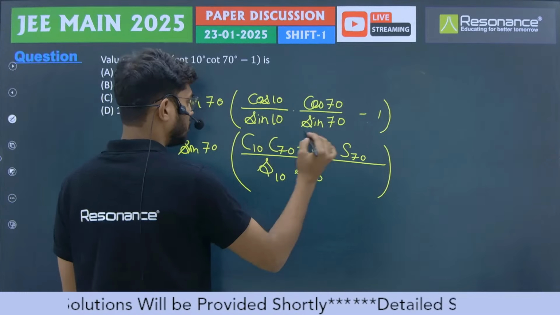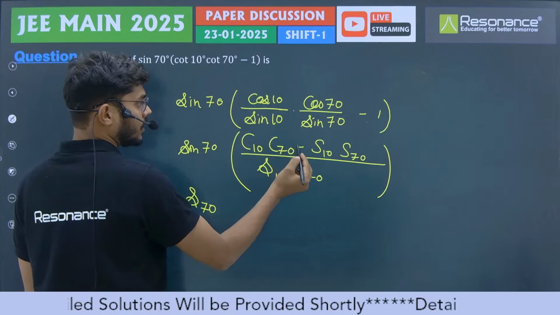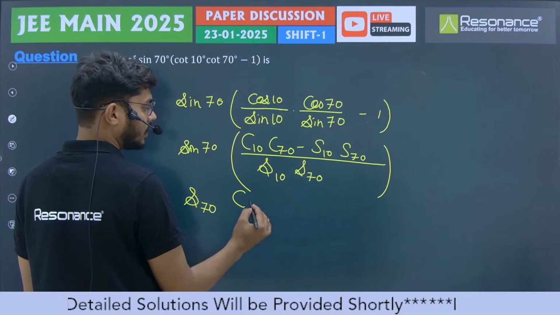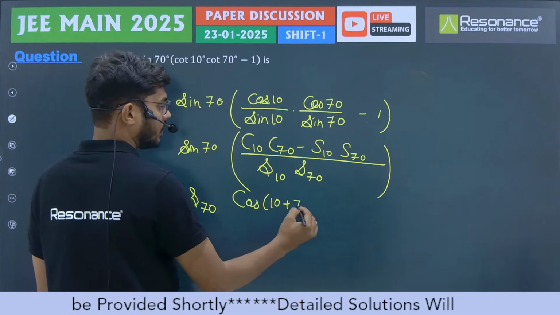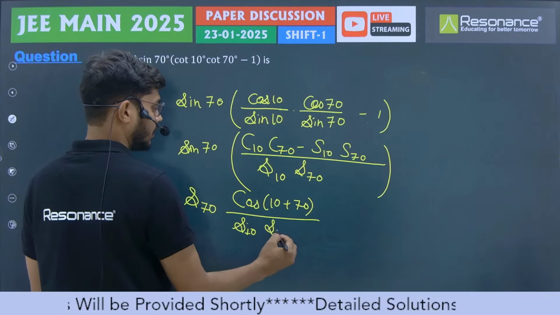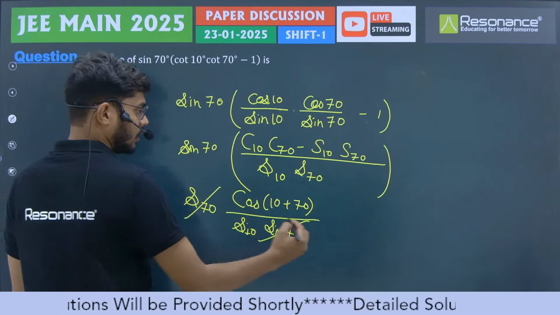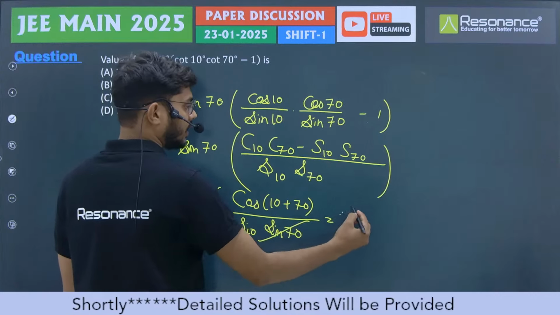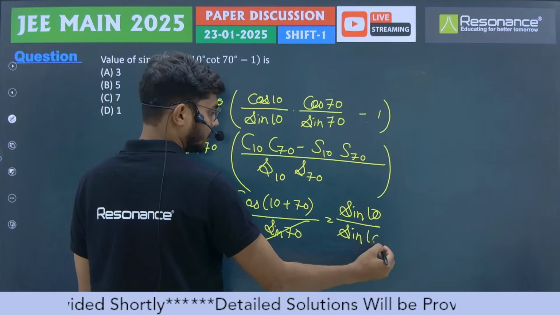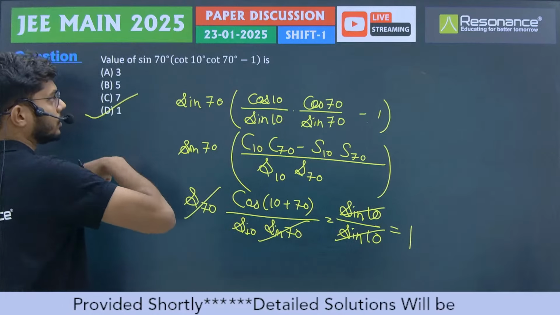Which formula is the numerator? Cos A, cos B minus sin A, sin B is cos of A plus B. So I will get cos 80, that is cos of 10 plus 70, which is nothing but 80. In the denominator I got sin 10, sin 70. Sin 70 cancels out. Cos 80, can I say cos 80 is nothing but sin 10? Because they are complementary angles. This will cancel out, and the answer is going to be 1. So option D is correct for this question.